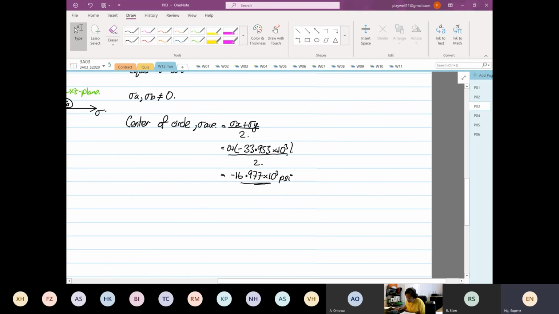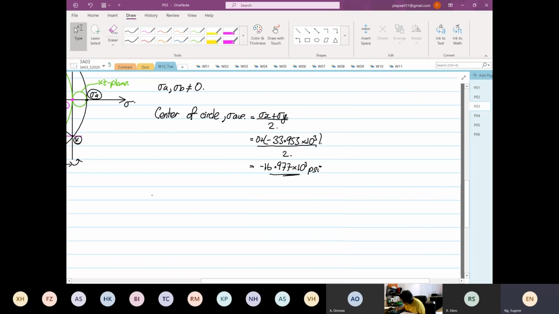So to find stress A and stress B, we know that stress A and stress B will be equal to the average stress plus or minus the radius R. Over here is the radius of the circle, or R corresponds to the radius of the circle. From here, we have this expression where stress A or stress B is equal to stress average plus or minus R. And we're going to substitute this.